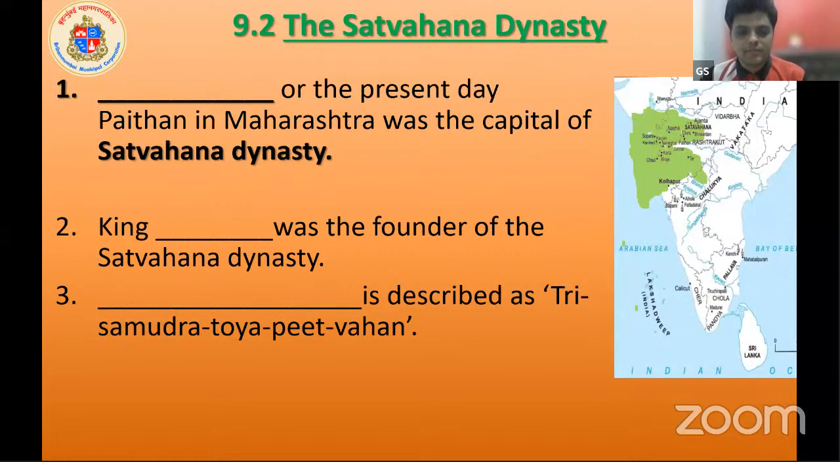Next, Rahindra Sharma. You have raised your hand. Unmute yourself and read the second question and answer it. King Dash was the founder of the Satvahana dynasty. Yes. What was the name of the king? Simik. Okay. You're right.